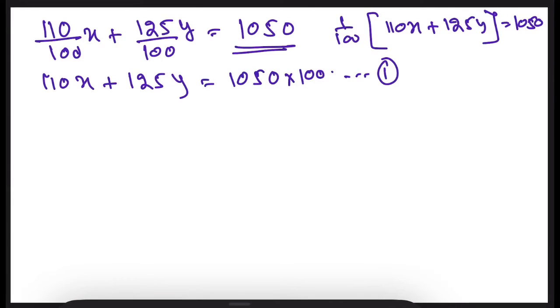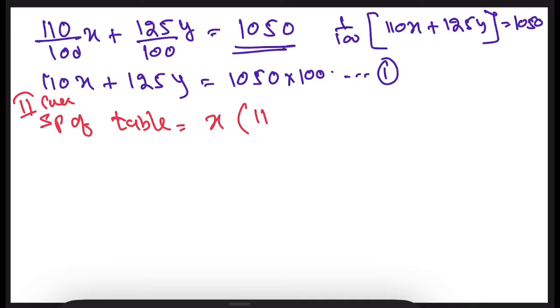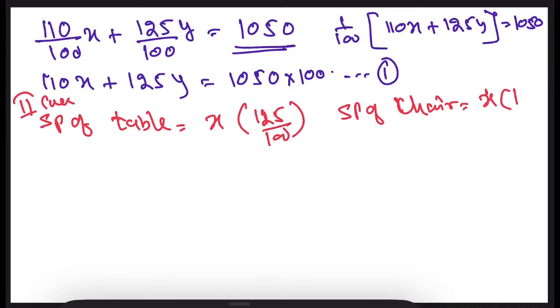Second equation is what? Again he is vice versa. So, SP of second case, SP of table equals to X into 125. Now, in second case 125 upon 100. Okay. Then SP of chair, vice versa. So, Y into 110 upon 100.